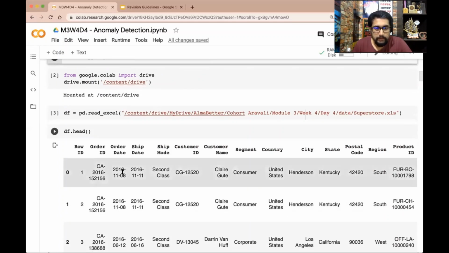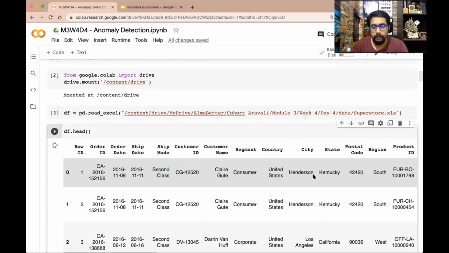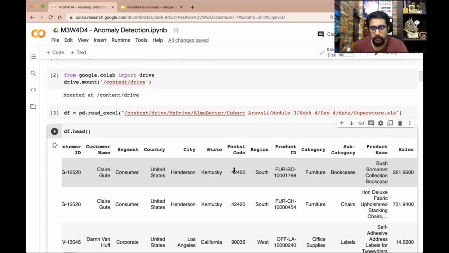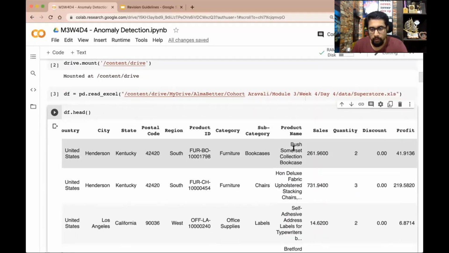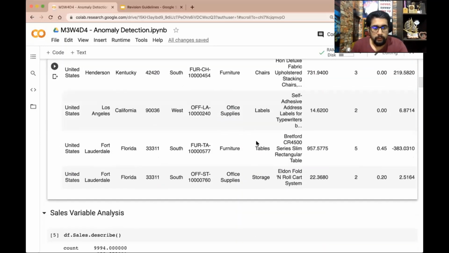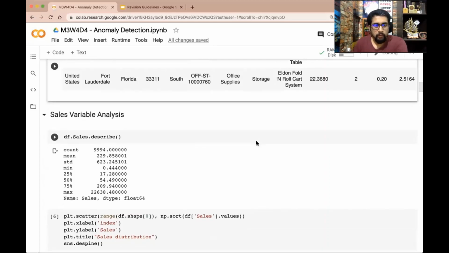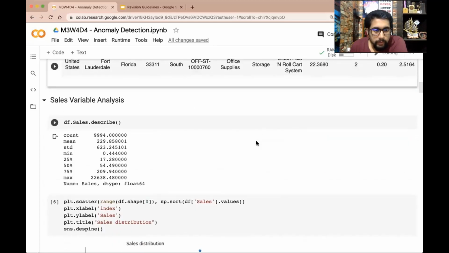In this data set I have the order ID, so each row corresponds to one order. We have the order date, order ID, ship date, ship mode, customer ID, customer name. All of these things are there. What is the product that he bought? All sorts of things are there. And here today we are particularly focused on two variables, which are sales and the profit. I want to detect anomalies in these two columns. So let's first see if we are able to look at some of the anomalies or not.